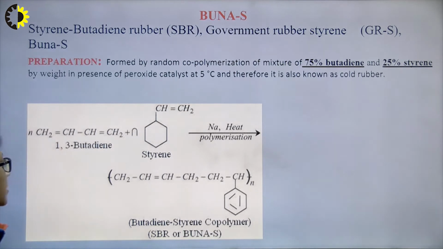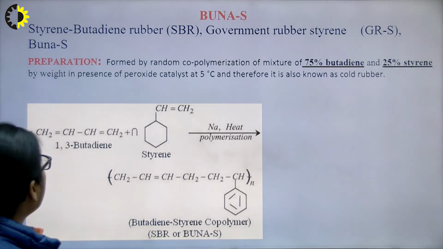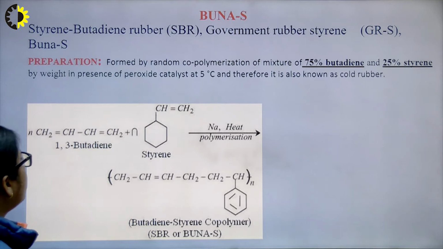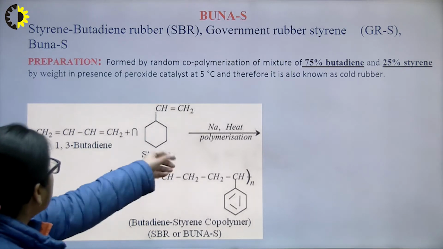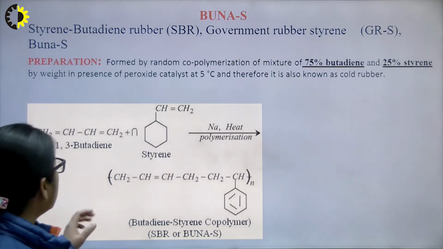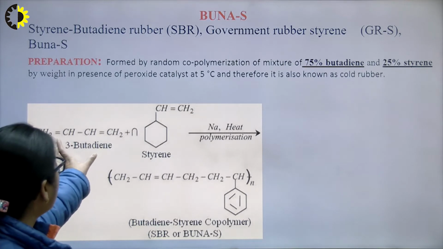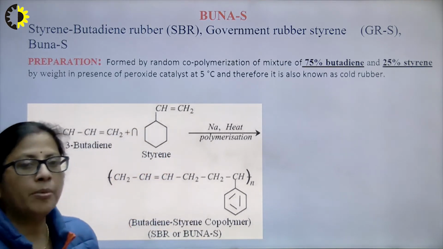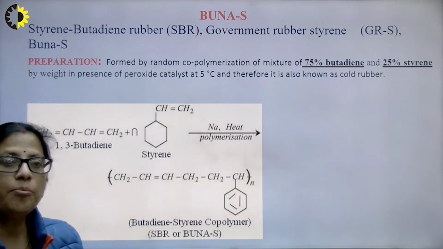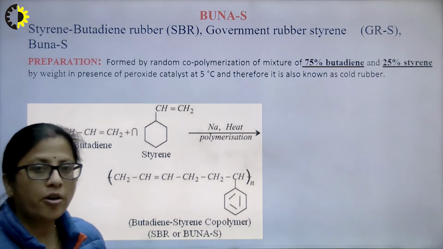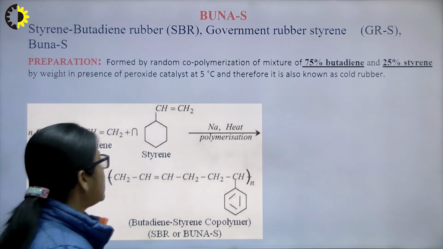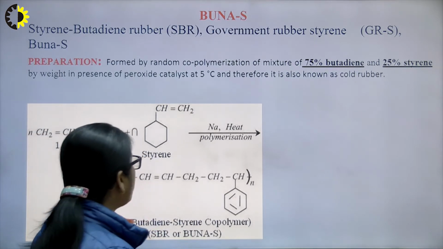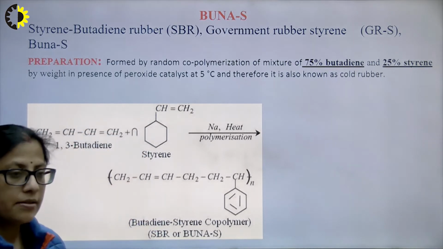Now, here I am showing the preparation of Buna S, where I have taken the two monomers from which the Buna S is made. It is 1,3-butadiene and styrene. Both of these undergo free radical polymerization in the presence of peroxide, and result in the formation of Buna S.